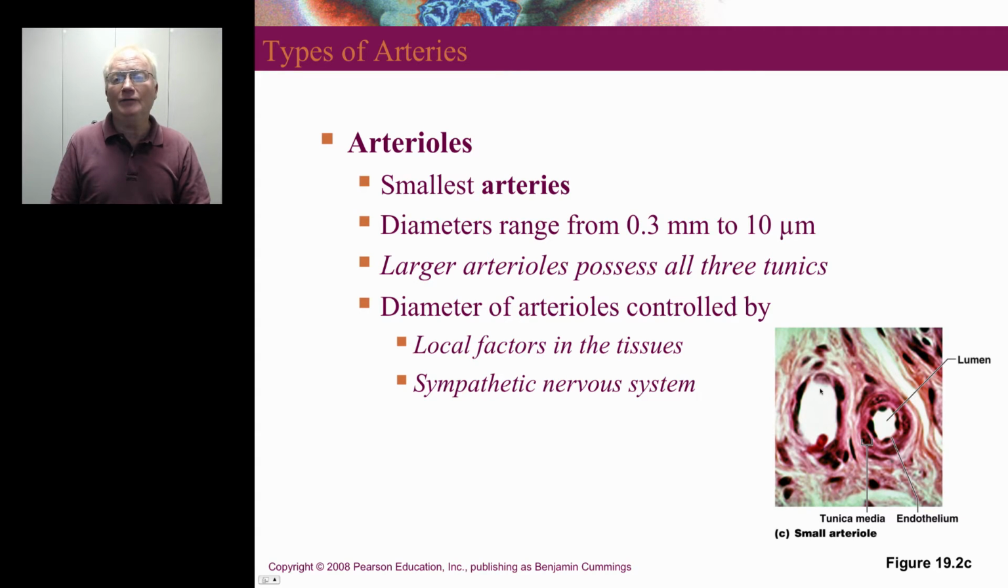They also have smooth muscle in their tunica media, and they can also constrict and dilate to control more finely the regional blood flow. They are under the influence of two kinds of factors that control the constriction or the relaxation of those blood vessels. Local factors, including anoxia or inadequate oxygen supply to a tissue, and brain control through the sympathetic nervous system.